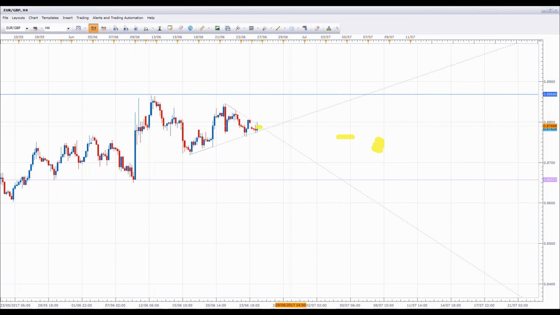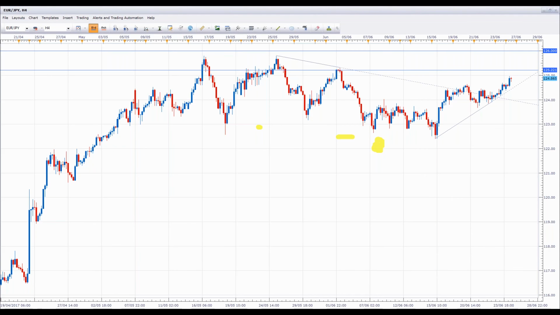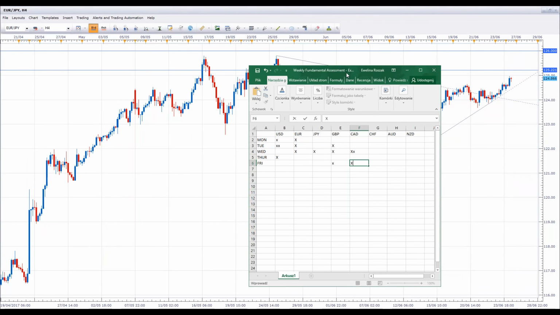So one final pair that we're going to look at, because we're looking at lots of different pairs this week, is the Euro-Japanese Yen. Now, as you can see, the Japanese Yen does not have really any news apart from later on Wednesday, so we're fine for the Japanese Yen to get involved with today.